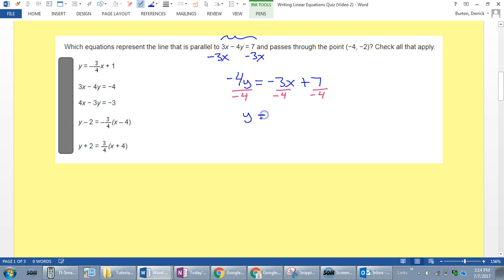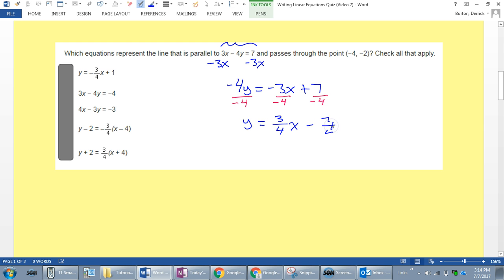So I'm going to have y equals. Now, a negative divided by a negative is a positive. So that'll make 3/4 x. And then I have minus 7 over 4. Whoa, got a little ugly there. Okay, minus 7 over 4. Now, all we really care about is the slope. That's the only reason why we're doing this. So just look at this and tell me what's the slope. 3 over 4.